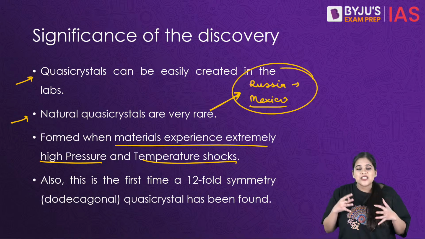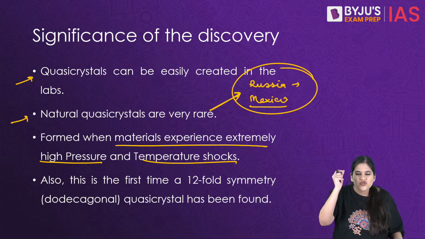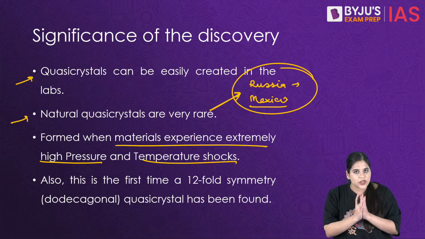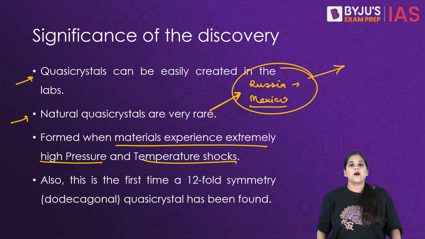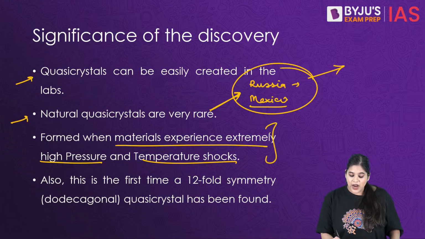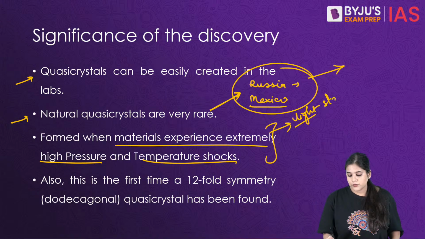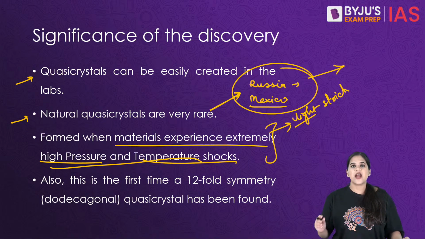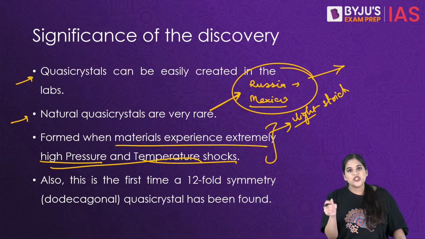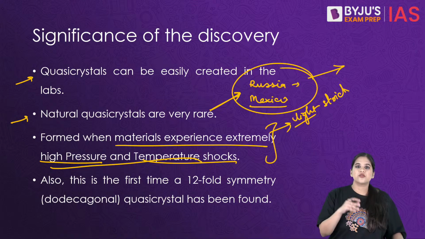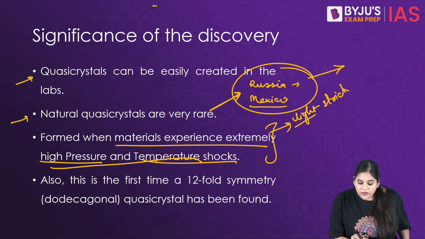So quasi crystals require very extreme temperature and pressure shocks for their creation, and only in extreme cases are they found. In Nebraska, according to experts who found the quasi crystals, it is said that it was formed due to lightning strikes, which created extreme pressure and temperature shocks. Also, up until now, the lab generated quasi crystals or even the natural quasi crystals only had 5-fold symmetry.